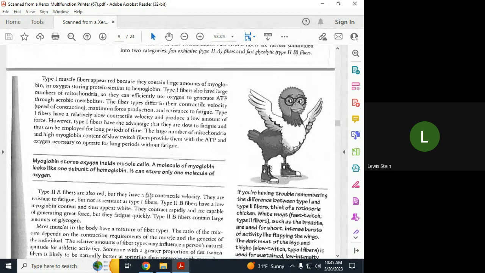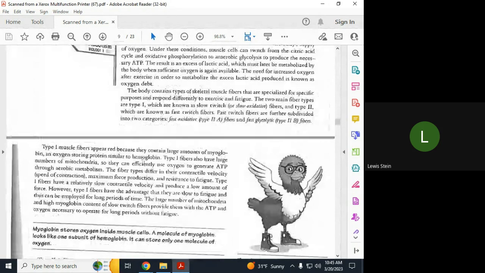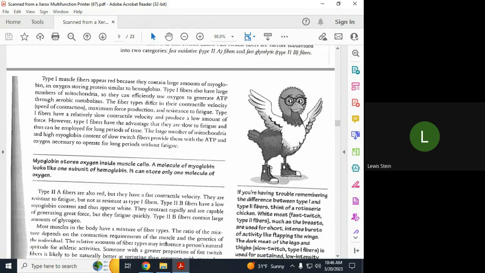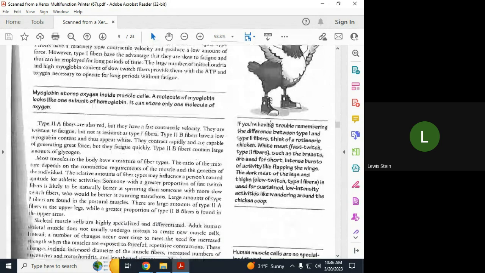So you can see those different kinds of fibers that they describe. The type 1s and the type 2As are a little bit different, but the type 2Bs you're only using for short bursts more than anything else. Most muscles have a mixture. The ratio depends on the contraction requirements of the muscle, and it's genetically based as well. A lot of things you can change, improve, and convert, but whatever your makeup is, your makeup.